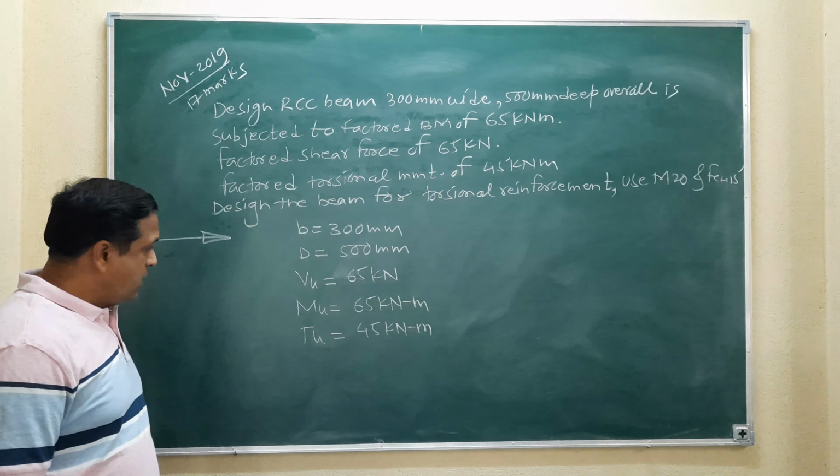You have to use M20 grade concrete and Fe415 steel. Using this data, you have to solve the problem. All the given values are in ultimate condition, so there is no need to convert these values into ultimate condition by multiplying by 1.5. Please take care of this.